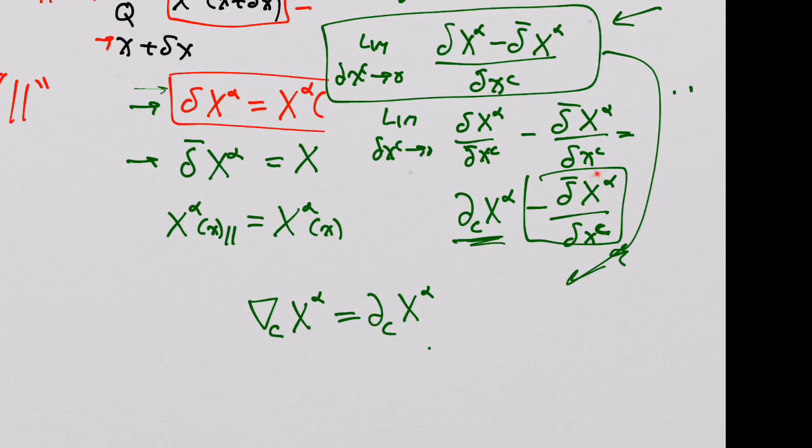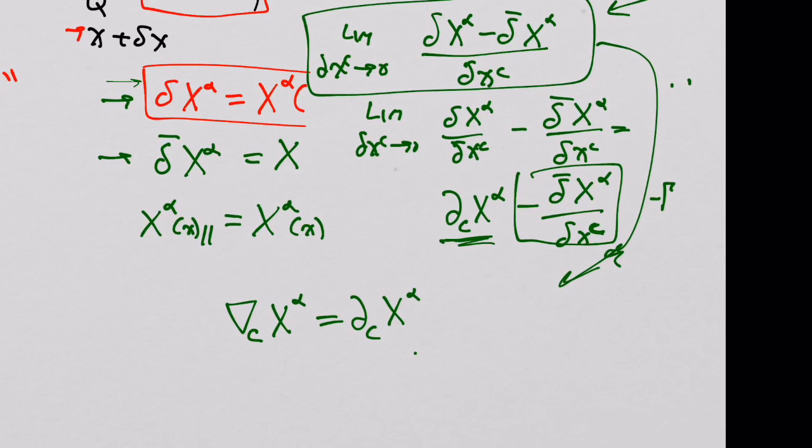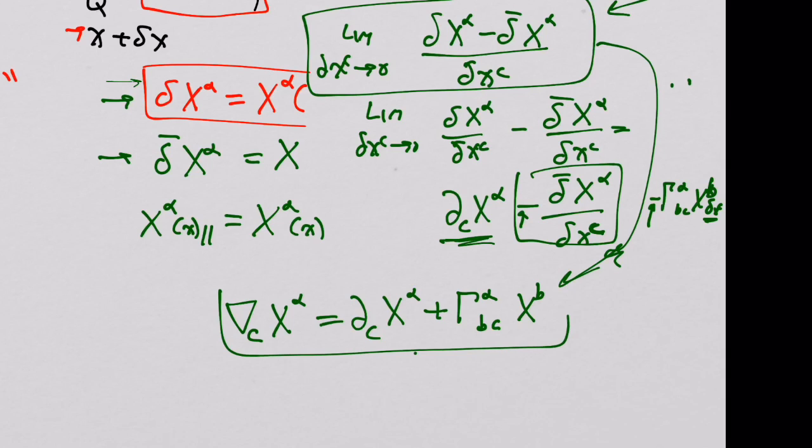Because it comes from this delta c here, so there's a c down there. So we make the substitution here, and that substitution is minus gamma alpha bc of x alpha delta xc, right? And the delta xc here will cancel with the delta xc there. The minus sign here will cancel with the minus sign there, and you'll end up with plus gamma alpha b c x. Oh, this is an xb, right? And this is the definition of the covariant derivative.